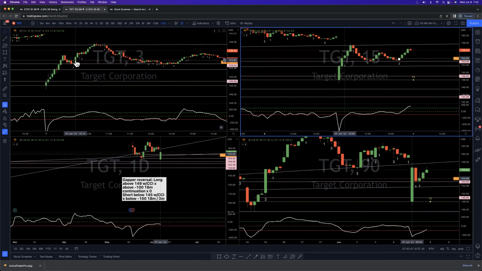And I'll tell you how it got me. And then we drew this broadening formation here, right? Because what we were looking for is if Tesla was going to go lower, it had to trade below this range.